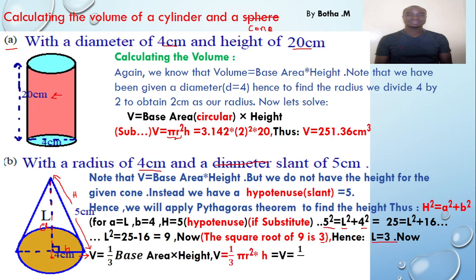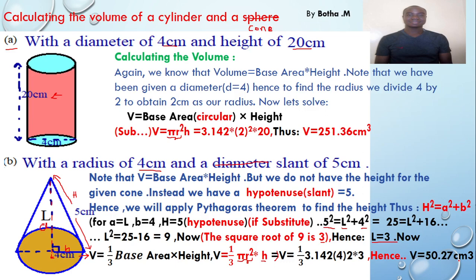Now the volume of the cone is given by 1 over 3 base area multiplied by the height, right? So volume is equal to 1 over 3 multiplied by our base area, which is circular. So we use the formula pi r squared, which is the area of a circle, multiplied by the height. Now calculating this gives us volume is equal to 50.27 centimeters cubed. So that gives us the volume of this cone.